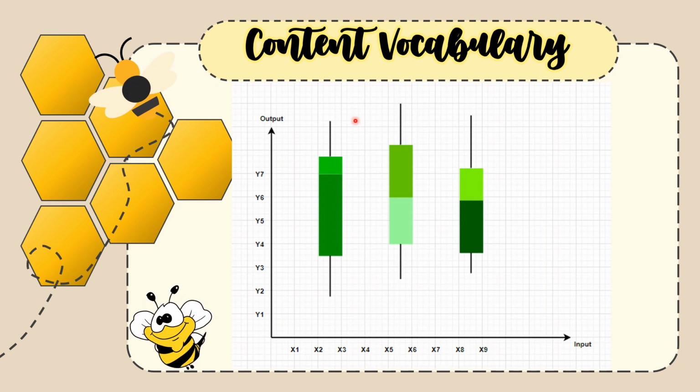So this is what a box and whisker plot looks like. So we have here all the data in one graph: the summary, the mean, median, and the spread of the data.